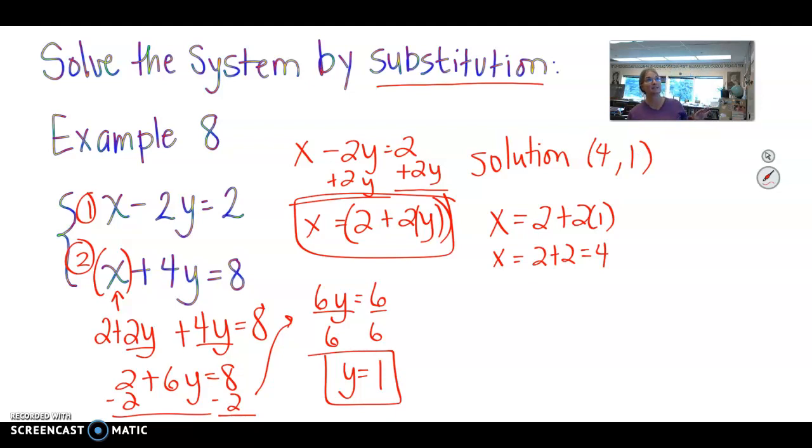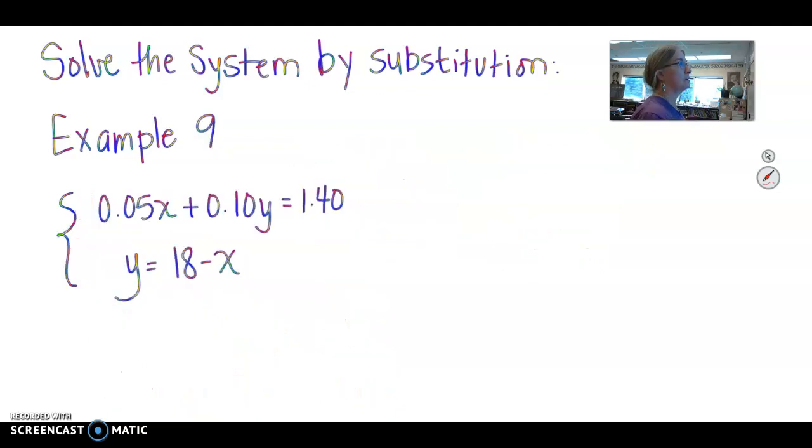And you should go ahead and check that into equations 1 and 2 to make sure that that is indeed correct. I'm not going to do that right now. I'm going to move on to this example that has decimals in it. But you should pause the video and do the check and see if it works, and then come back and do example 9 with me.